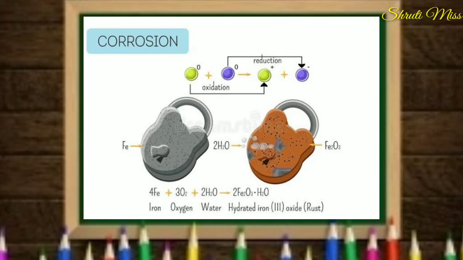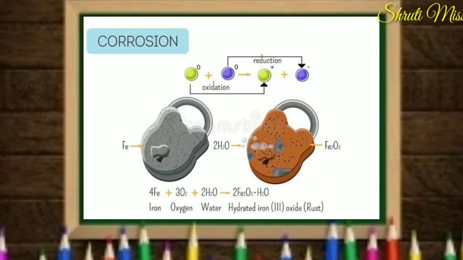When it comes in contact with air and water, it will rust. There is also the reaction of corrosion. In this reaction we can see here 4Fe + 3O2 + 2H2O makes 2Fe2O3·H2O, where Fe represents iron, O2 represents oxygen and H2O represents water. After the reaction we get hydrated iron oxide, which is rust. So this is the example of rusting of iron.